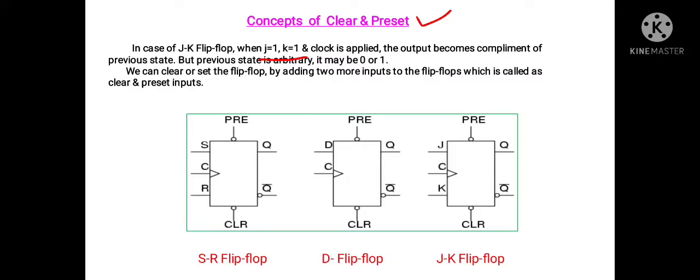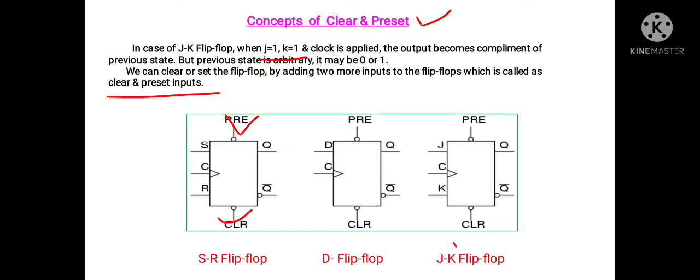So in such cases, in order to make the output perfectly 0 or perfectly 1, the concept of clear and preset is used. We can clear or set the flip-flop by adding two more inputs to the flip-flop, which are called clear and preset inputs. In this particular case, this is the clear input and this is the preset input.